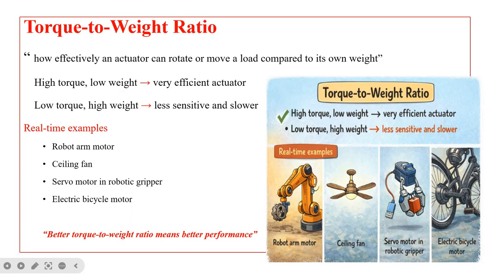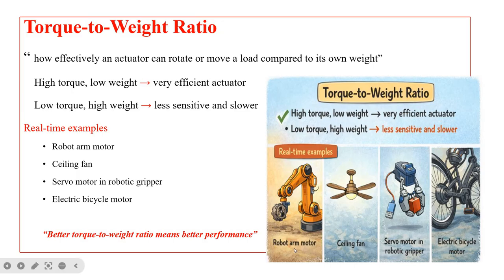Next you have the torque to weight ratio. This ratio tells us how effectively an actuator can rotate or move a load compared to its own weight. In easy words, if the torque is very high and the weight is low, then it is a very efficient actuator. If low torque and high weight, then it is a less sensitive and slower actuator.